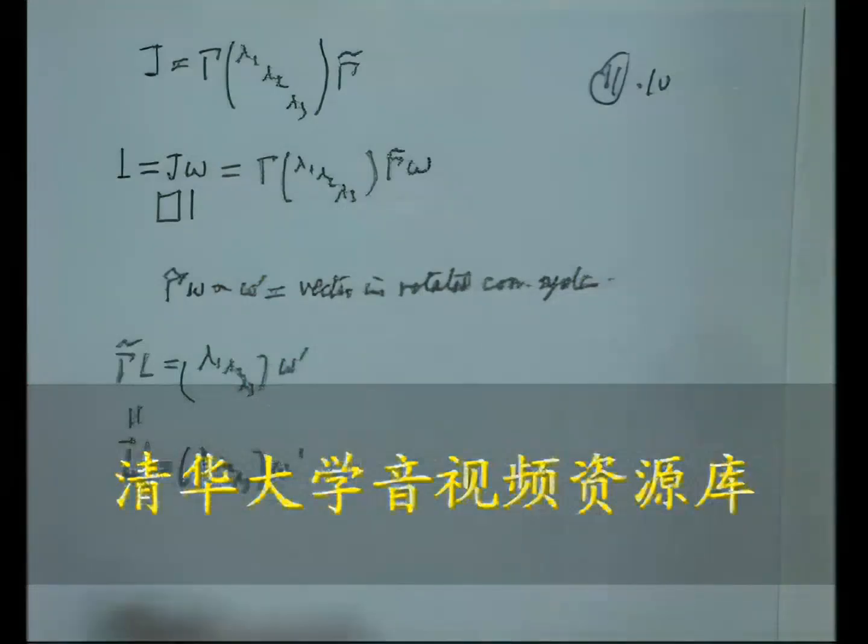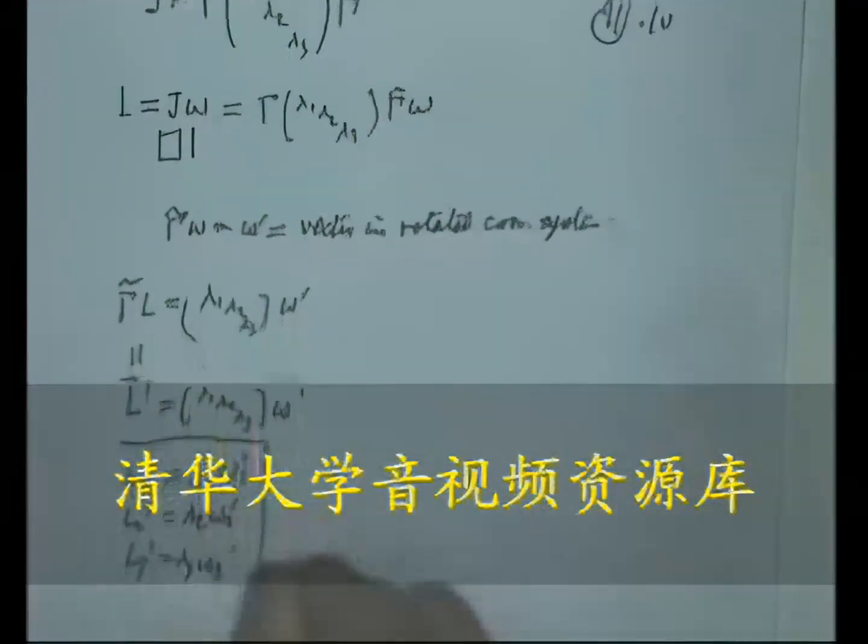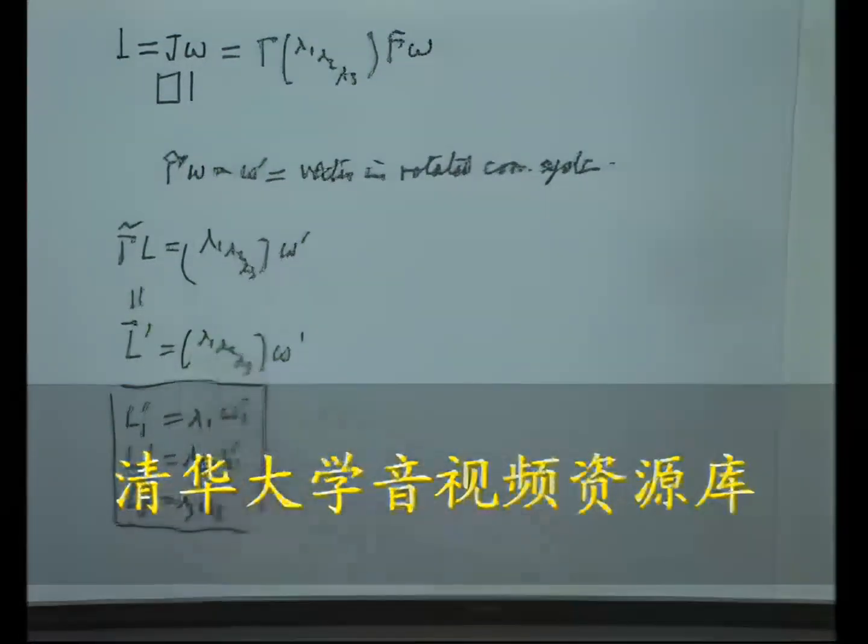And that means L prime 1 is equal to lambda 1 omega prime 1. L prime 2 is equal to lambda 2 omega 2. L3 is equal to lambda 3 omega 3. Because this is a diagonal matrix.